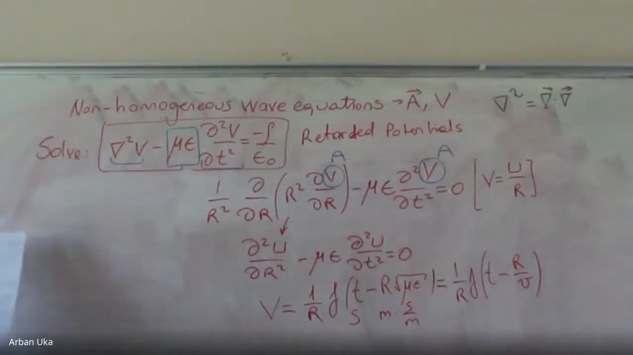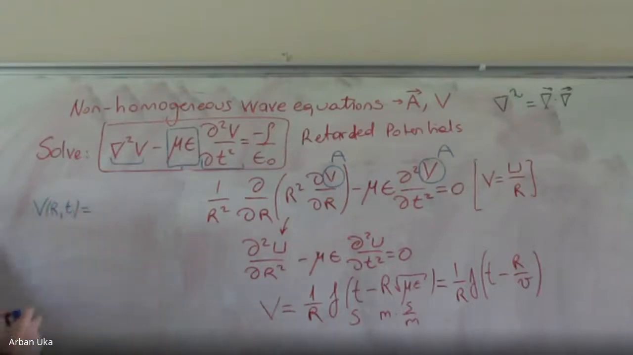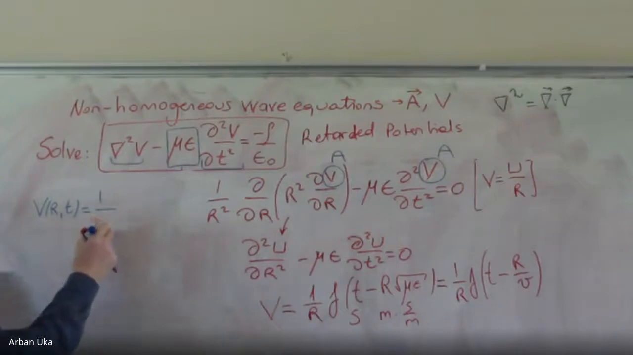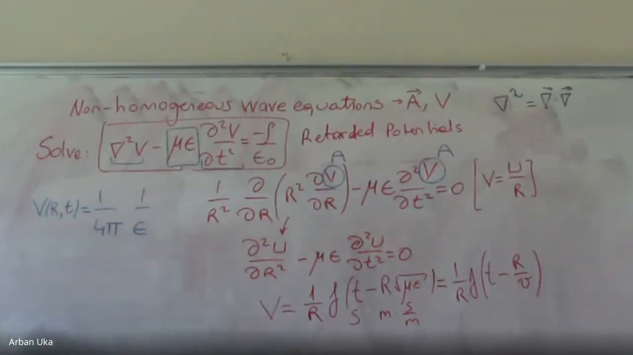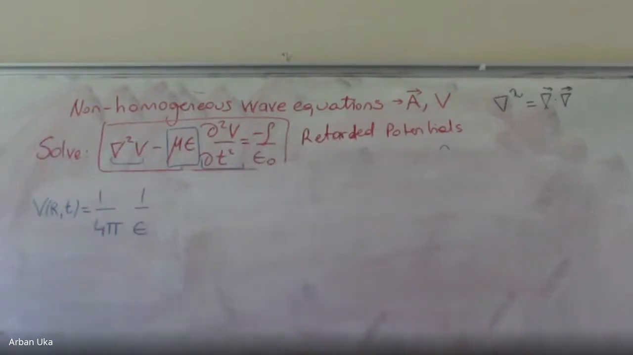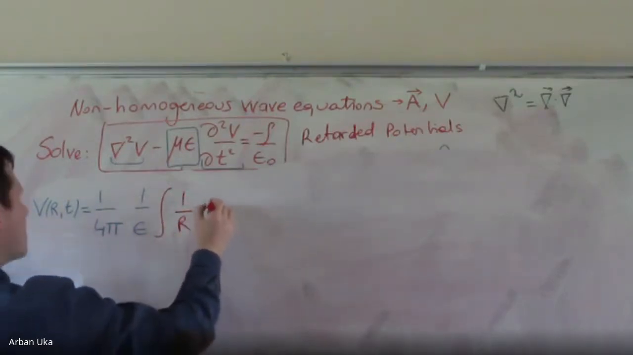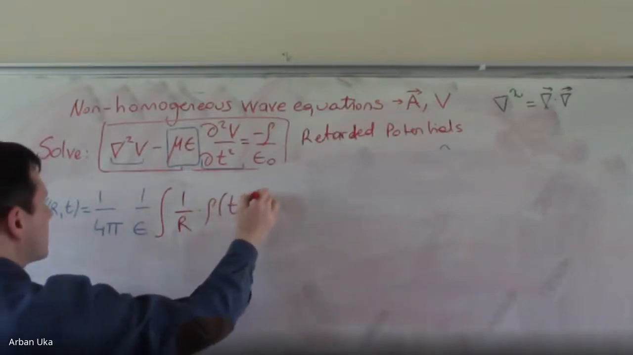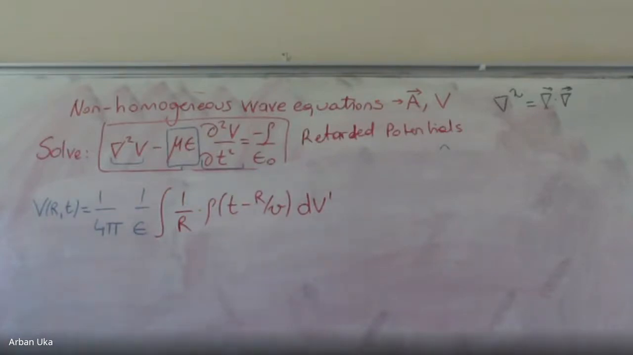And as an answer, we can say that the potential V as a function of R and T is equal to 1 over 4 pi times 1 over permittivity times the integral of... Okay, so this is the scalar potential, and the magnetic potential, A of R and T, is going to be equal to.